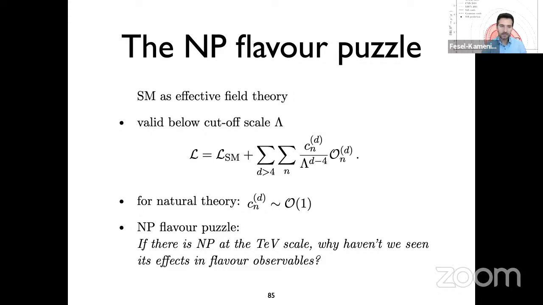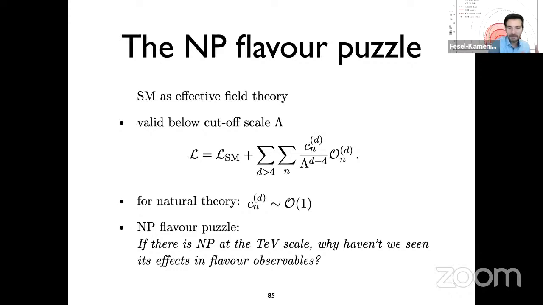and now we can phrase the new physics flavour puzzle in the following way. So for a natural theory, a theory which, like the Fermi theory, we just integrate out some heavy particles with couplings which are order 1, we expect the Wilson coefficients, at least at the high scale, to be order 1. Okay. But then we are facing a problem. If there is new physics close to the TeV scale, so these high dimensional operators are not too suppressed by the heavy mass, why?